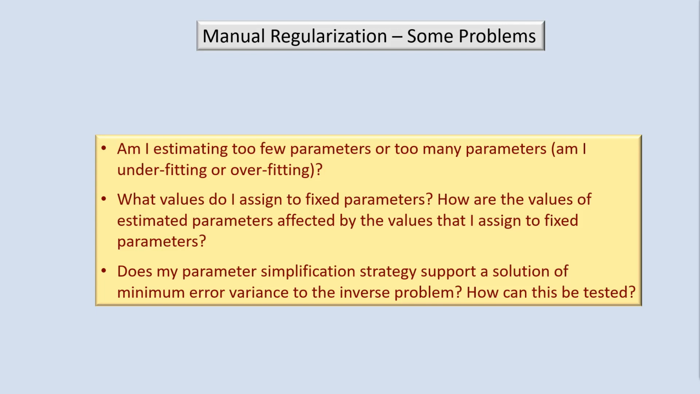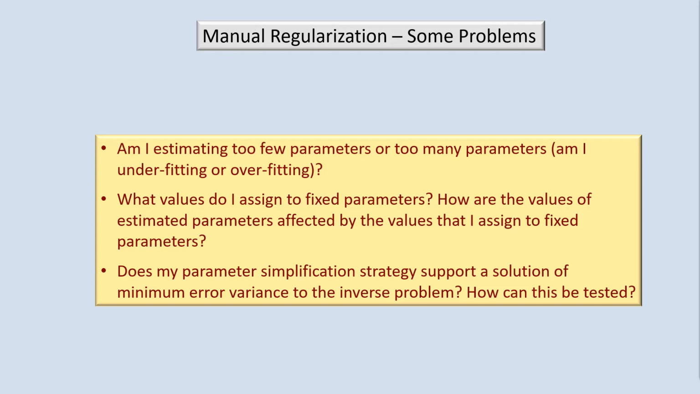For example, am I estimating too few parameters or too many parameters? Am I underfitting or overfitting? I mightn't find out until I actually try to solve the inverse problem, discover that I'm not getting a good enough fit with the data, or that I'm getting silly parameter values through overfitting, and then I've got to go back and start again.